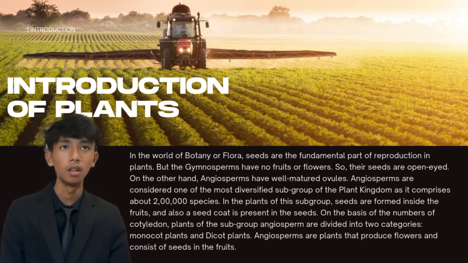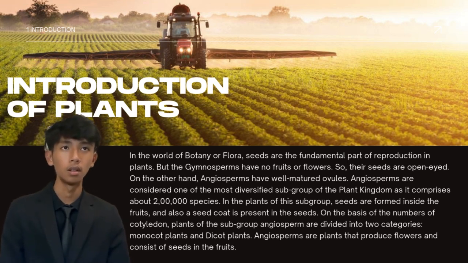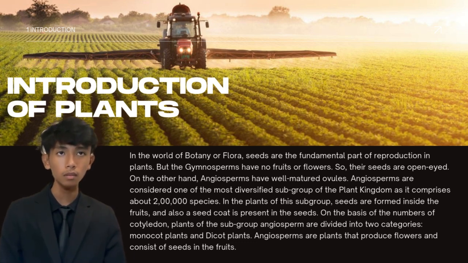We have gymnosperm and angiosperm. Gymnosperms are plants that do not produce fruits or flowers. Their seeds are exposed, which is why they are described as open-seeded. Angiosperms, on the other hand, are flowering plants with seeds enclosed inside fruits. They also have well-developed ovules.